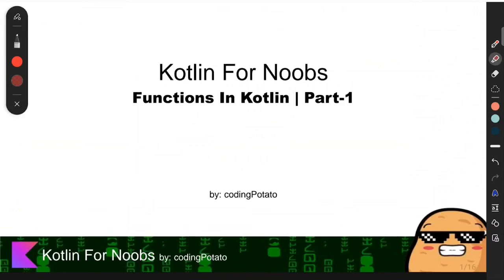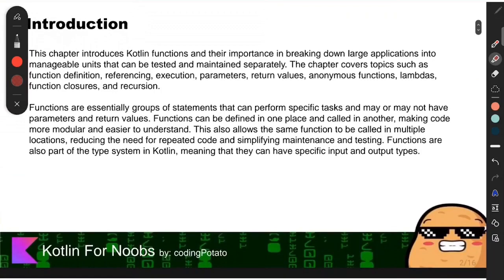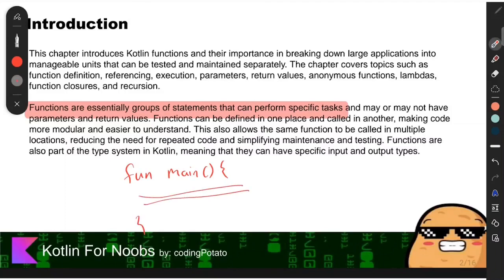So our topic today is functions in Kotlin. This right here is saying that functions are essentially groups of statements that can perform specific tasks. And we saw during our last lecture, where we did our exercises, that a function, for example our main function, does indeed carry a group of statements that execute, and that any function, including the main function, can be called from different parts of the program.